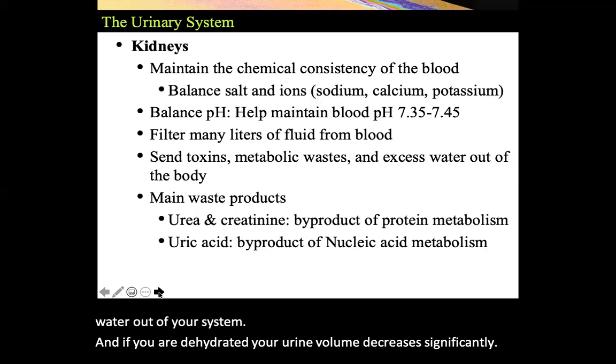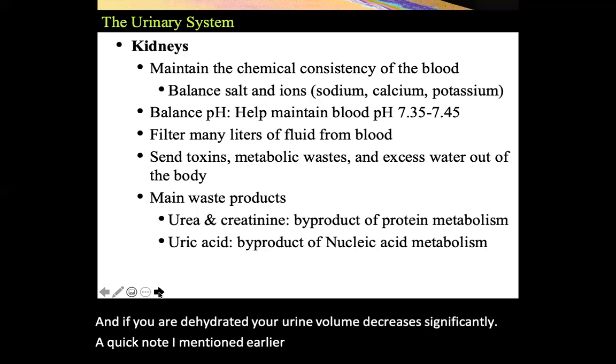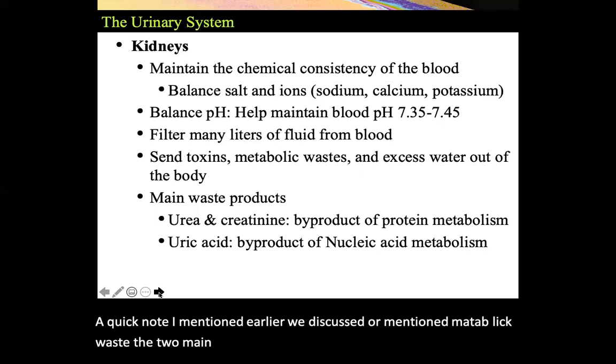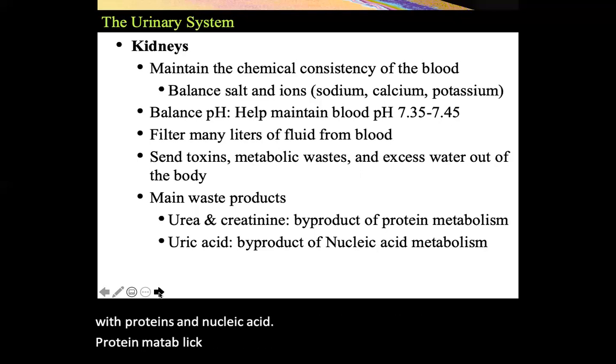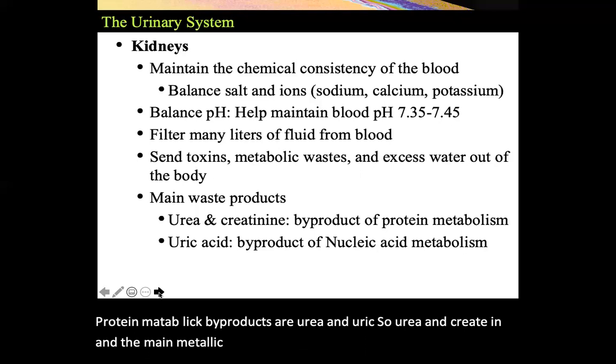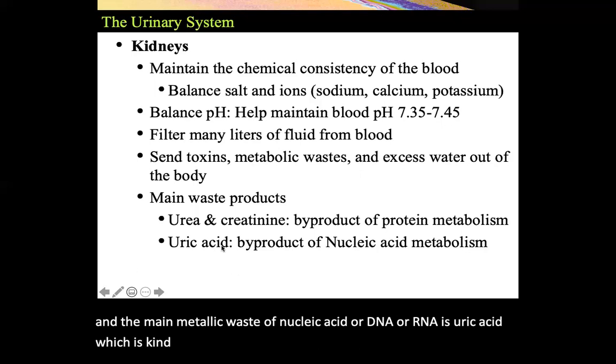A quick note: I mentioned earlier metabolic waste. The two main metabolic wastes we have in urine are associated with proteins and nucleic acids. The protein metabolic byproducts are urea and creatinine, and the main metabolic waste of nucleic acid, or DNA or RNA, is uric acid, which is kind of easy to remember, acid with acid.